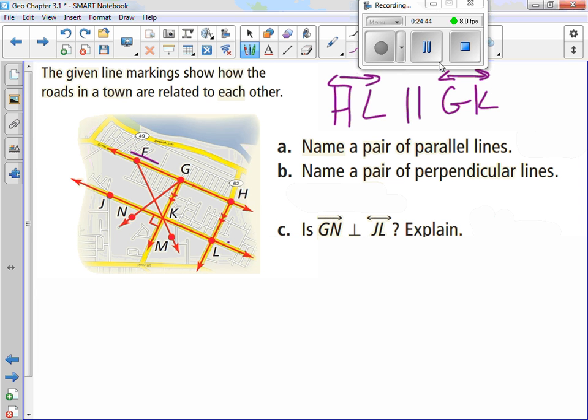Let's name a pair of perpendicular lines. What would those be? Well, our perpendicular marker is right. JL, JK, either one of those would work. It's just describing those two lines that are perpendicular, that make that right angle. Those would be our perpendicular lines.